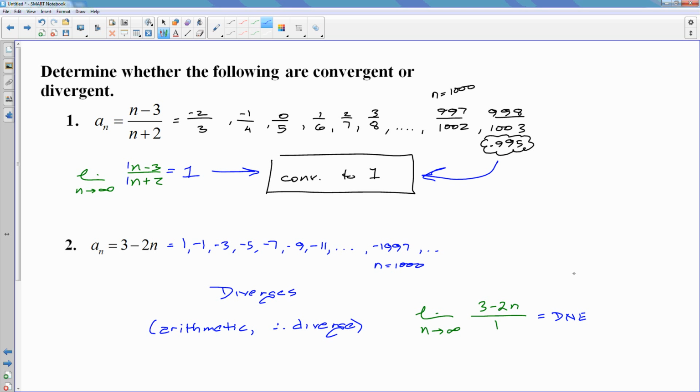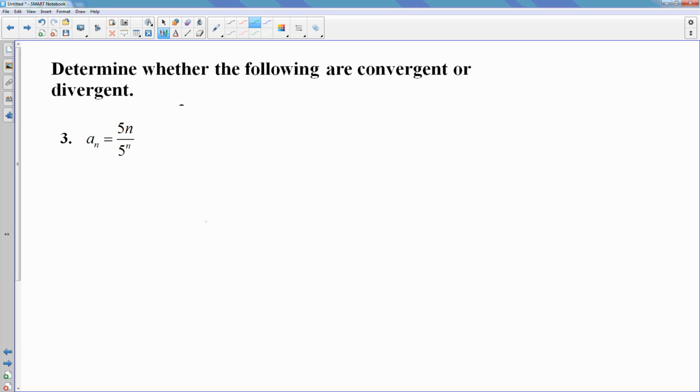Technically, this thing approaches negative infinity because my top is going towards a huge negative number, which we showed up here earlier with negative 1,997. All right, so there are two ways you could do this. You could write out the terms and see that they just get bigger and negative, or you could do the limit. Two more. This one, 5 times n over 5 to the n power.